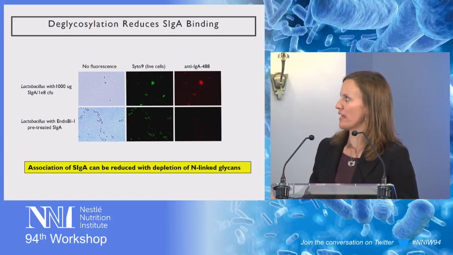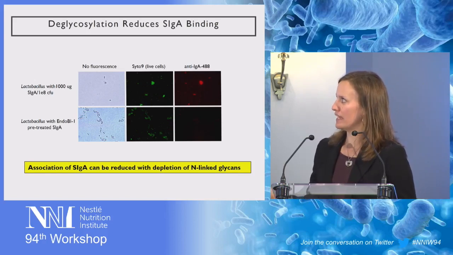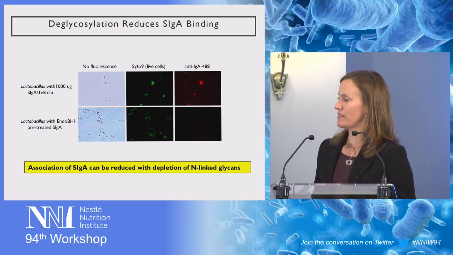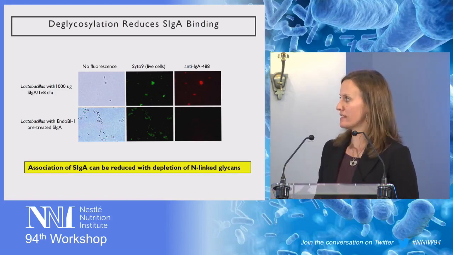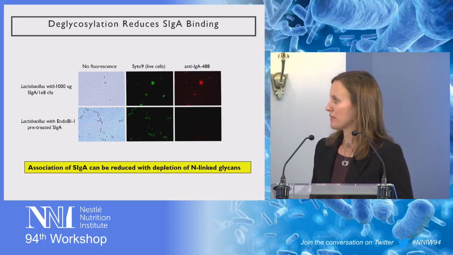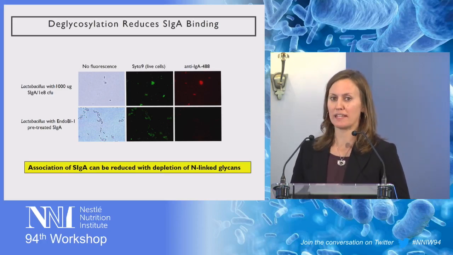This is showing a picture of Lactobacillus with a native secretory IgA molecule, and then here's Lactobacillus, same concentrations, with an endo-BI1 treated molecule, where you can see significant loss of association of secretory IgA, at least with immunofluorescence and this detection antibody. So certainly some demonstration that the association of secretory IgA can be reduced with the depletion of these N-linked glycans.